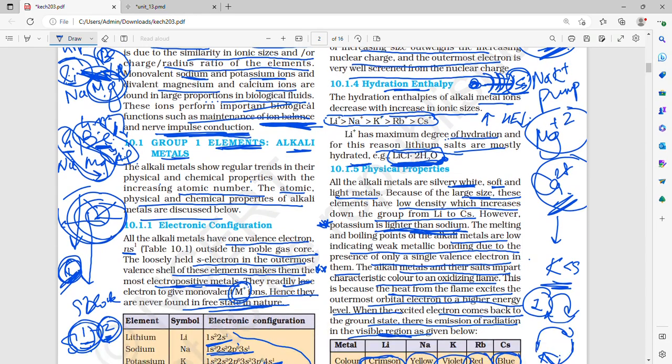So they maintain or balance the ions and they help in nerve impulse conduction.